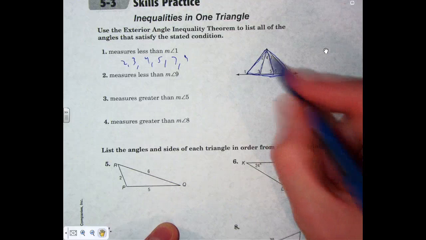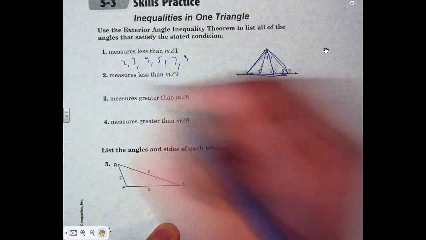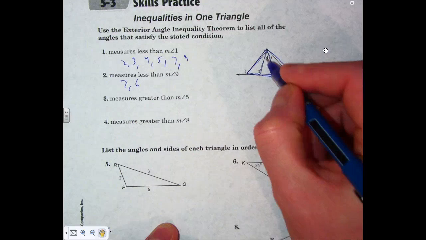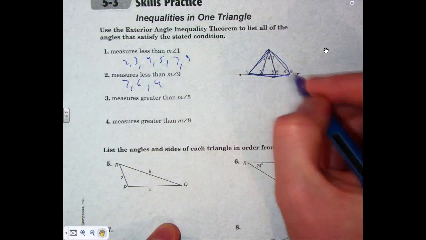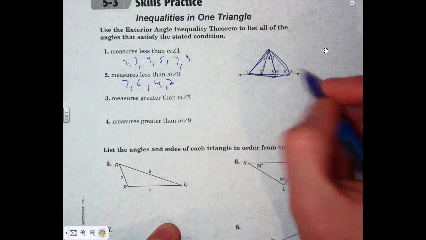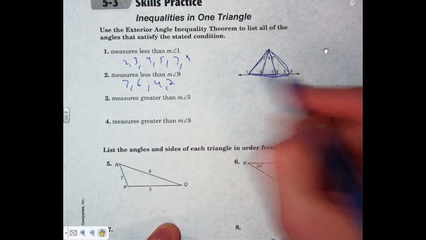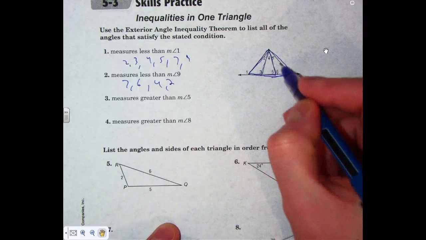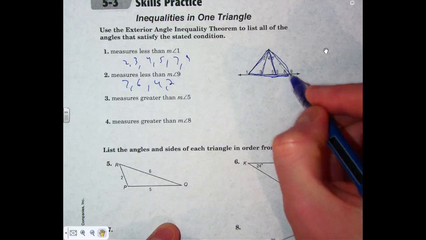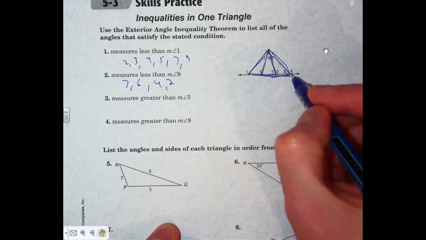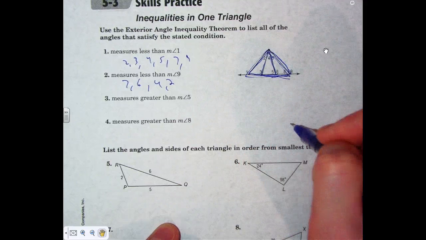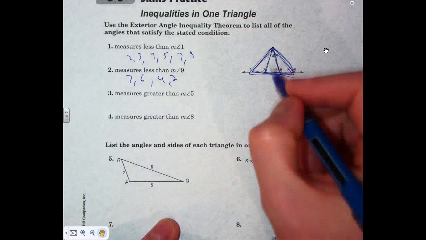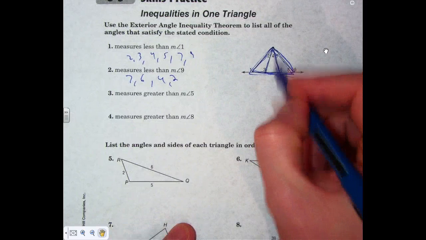9 does the same thing but reverses it. Now 9 is 7 and 6, 4, and then 2 right there. Because again, it reverses the order of the triangles. 9 is an exterior angle for this triangle, it's an exterior angle for this triangle, and it's an exterior angle for this triangle. Now 5 is a little trickier because it's inside all the drawings.